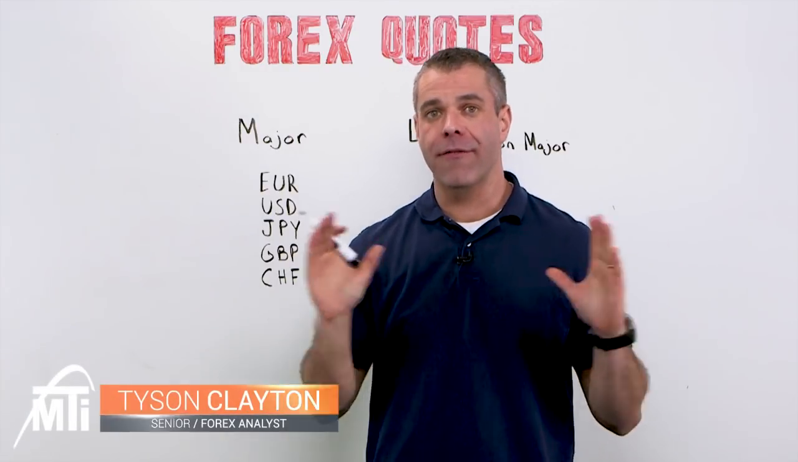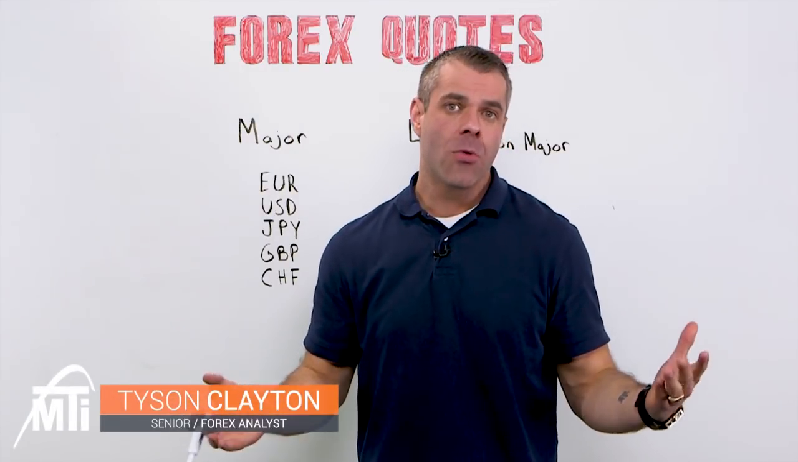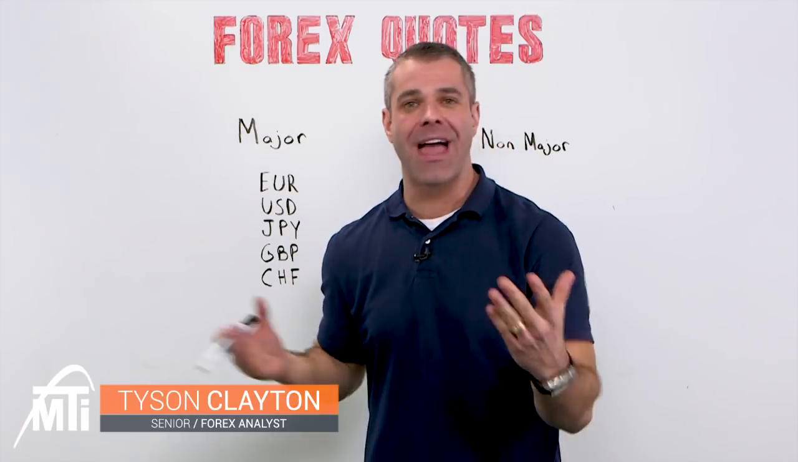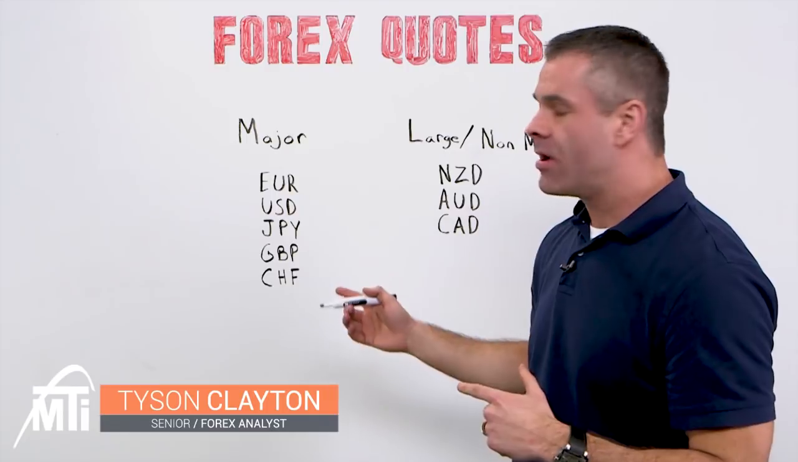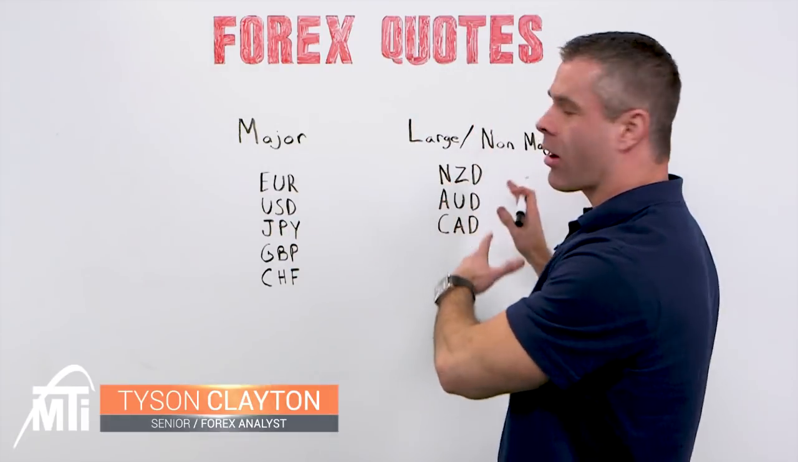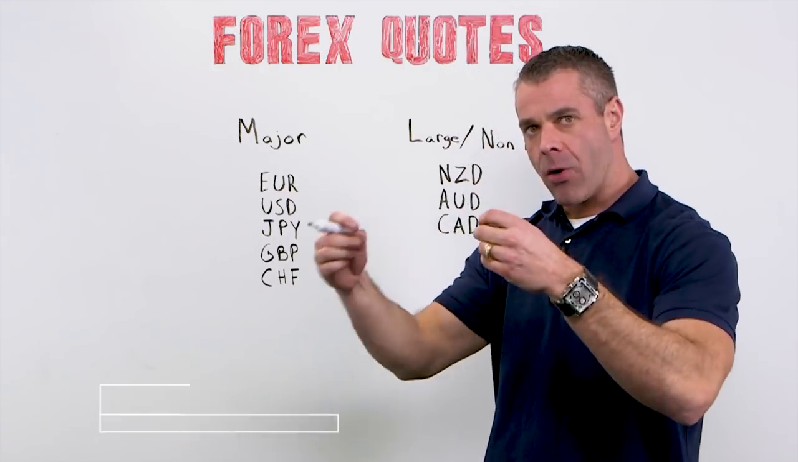I want to talk about Forex quotes and how to read them. When you first open up your platform, you're looking at bids and asks, and you're probably wondering, what does that mean and how do I read all this information? Well, first of all, I want to explain the differences between the major pairs and large but non-major pairs and how they're quoted.